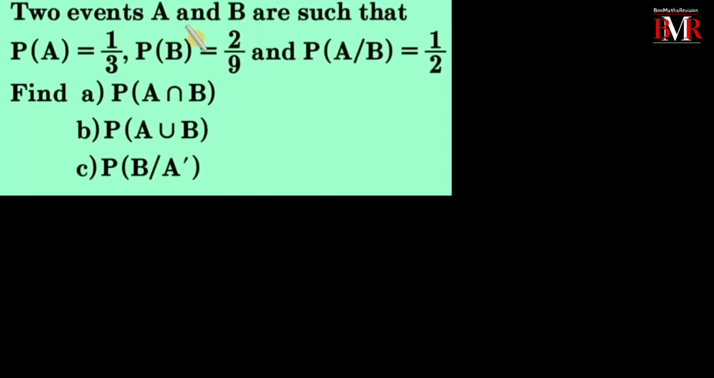Two events A and B are such that the probability of A equals 1/3, the probability of B equals 2/9, and the probability of A given B equals 1/2. Find: A, the probability of A intersection B; B, the probability of A union B; C, the probability of B given A prime. A, find the probability of A intersection B.